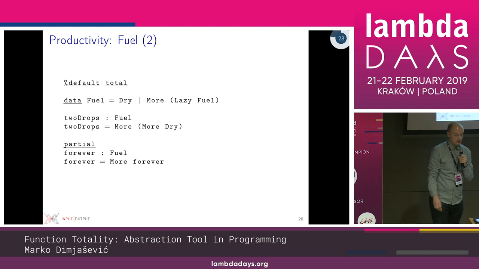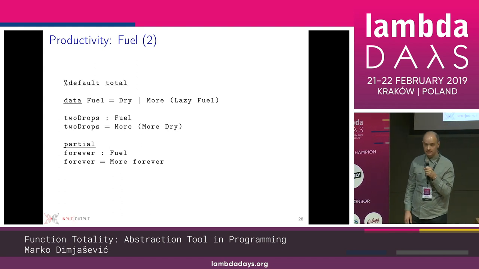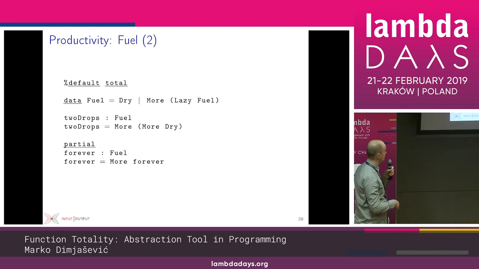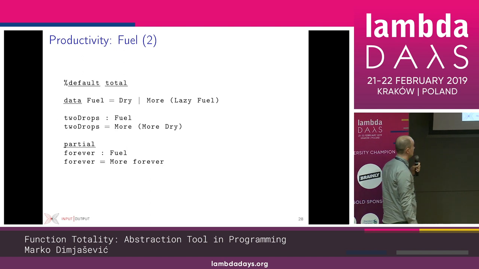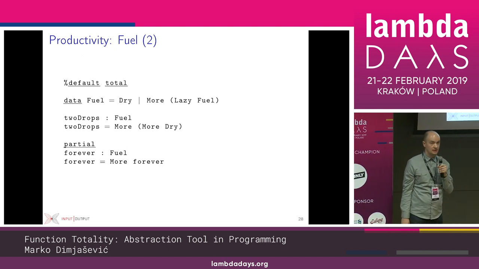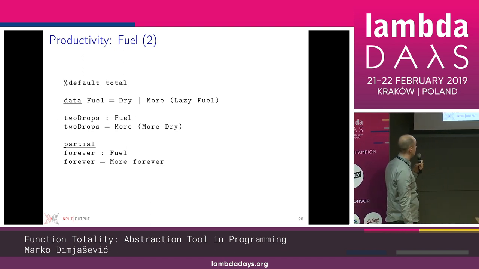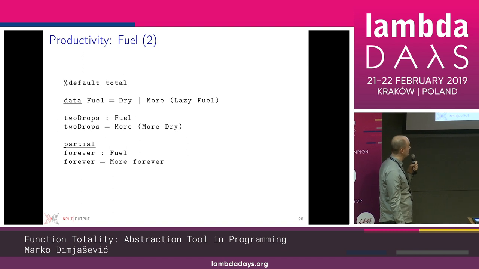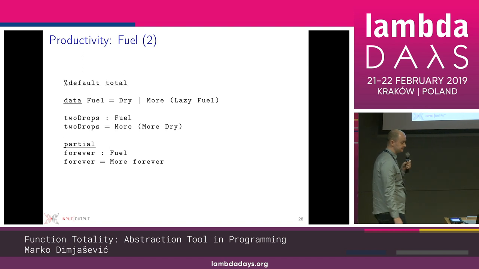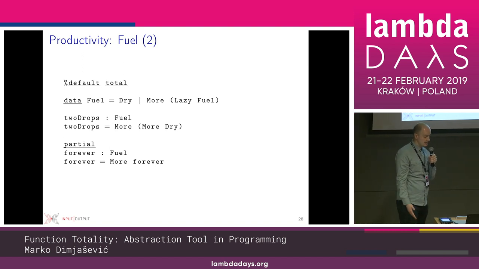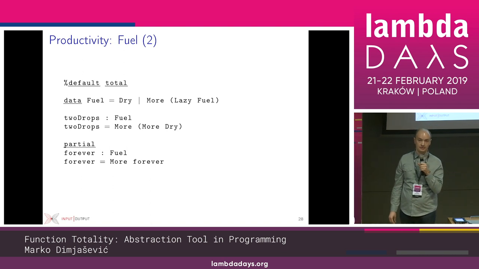So we will use a helper data type. It's called Fuel. It looks actually very like natural numbers. It has a base case and an inductive case. And here, because it is a strict language, we have to say that in the second case, when we have more fuel, this argument to it is lazily evaluated. And an example is a variable called twoDrops. It's just two drops of fuel.